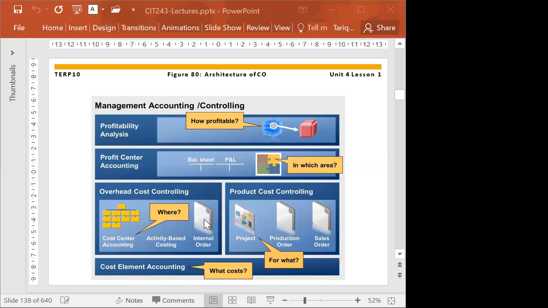I hope I... Yeah, let me add one thing, my question may be long, please. No problem, no problem. I think I will make this one thing clear, that every chart of account... Every chart of account. Please, every chart of account.